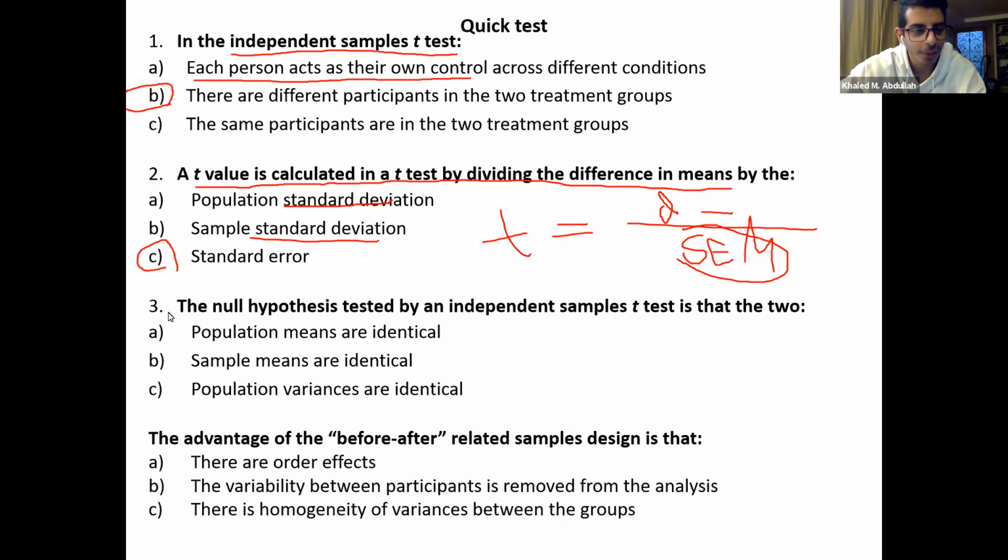Okay, and question number 3. The null hypothesis tested by an independent samples t-test is that the two population means are identical, the sample means are identical, or the population variances are identical. First off, population variance has nothing to do with this. Now, your sample means, you might think, why is it not B? The truth is, if you take any two samples from a population, just by sheer luck, there's no way their means are going to be equal. So, just by logic, B can't be the correct answer.